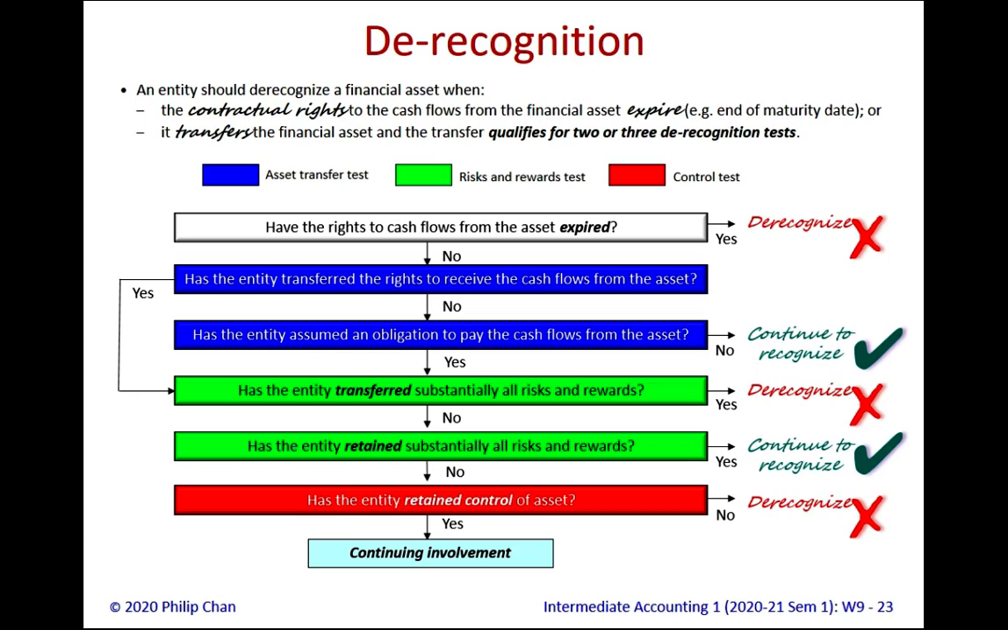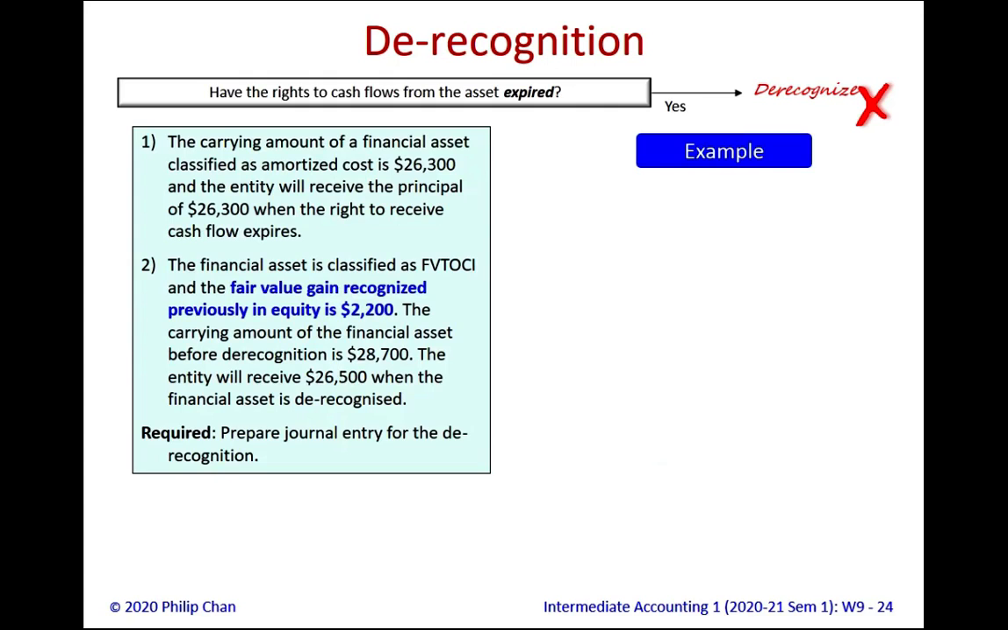When the contractual rights to receive the cash flows from the asset expire. Okay, this is easy because we have gone through many examples of that. So let's look at the example and try to understand it from the example then. Prepare a journal entry for the derecognitions of the above 2 cases. The carrying amount of the financial asset carried at amortized cost is 26,300, and the entity will receive the principal, that means the residual redemption value of 26,300 when the right to receive cash flows expires. Okay, so you receive the money equal to your principal at the maturity date, so the entry is quite simple: debit bank, credit financial asset.